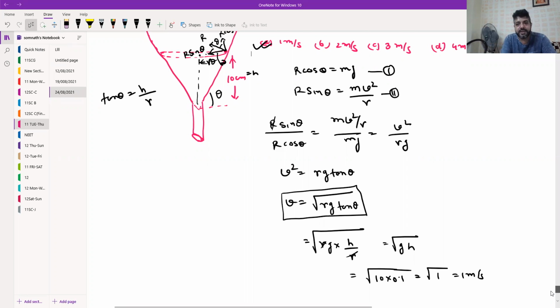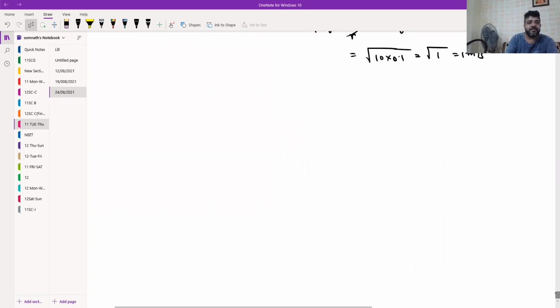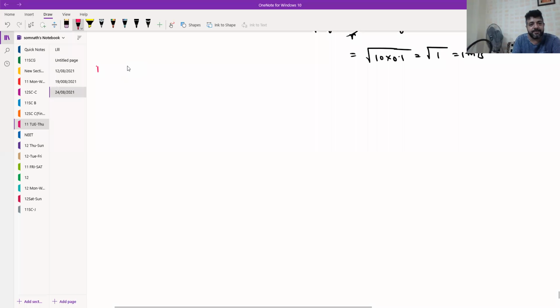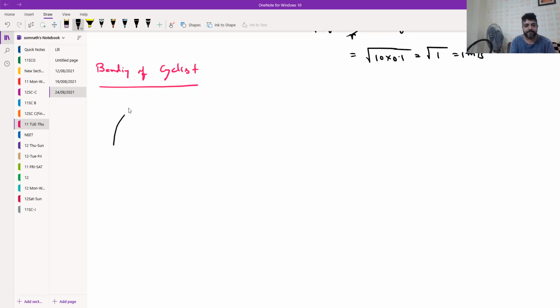Next heading is bending of cyclist. I have given you the notes for this. Bending of cyclist: this is the circular track, this is the radius of the circular track, and here the cyclist bends with some angle to get the extra advantage.